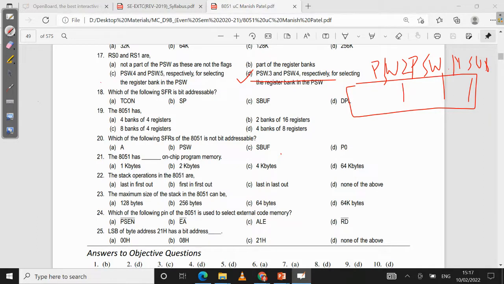Next. Which of the following SFRs is bit addressable? For that also you will have to see the table, and from that you will be able to understand. SP is not bit addressable, the rest you need to check. TCON is the answer. SP, SBUF and DPL are not bit addressable.